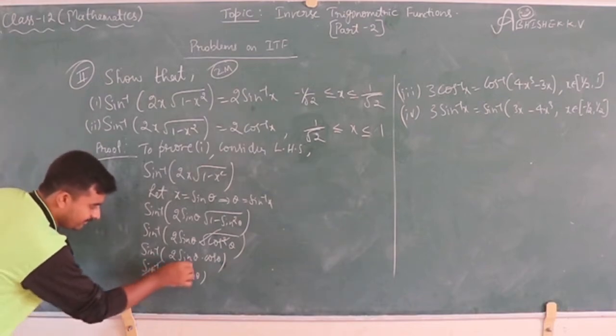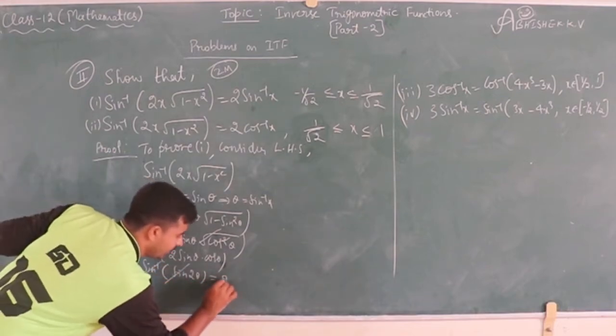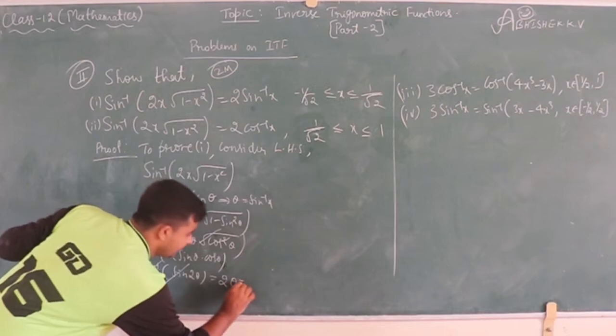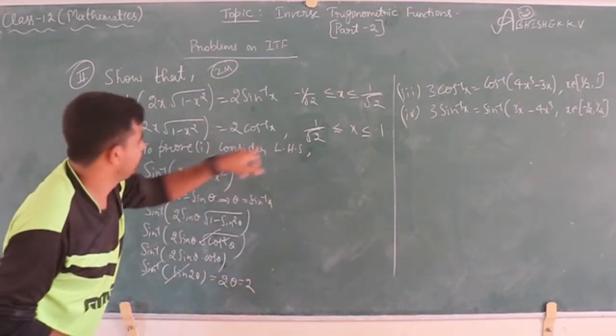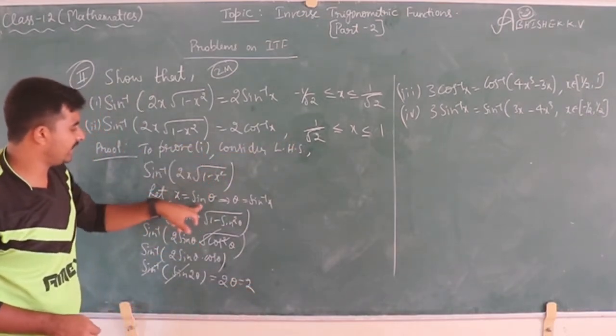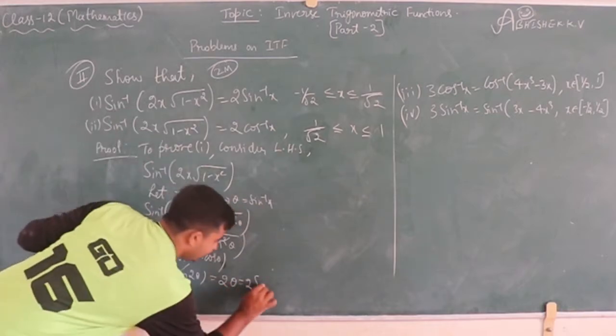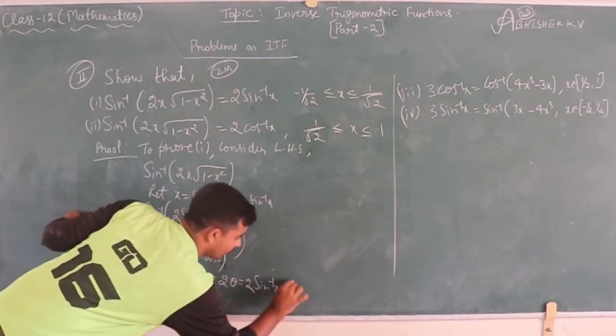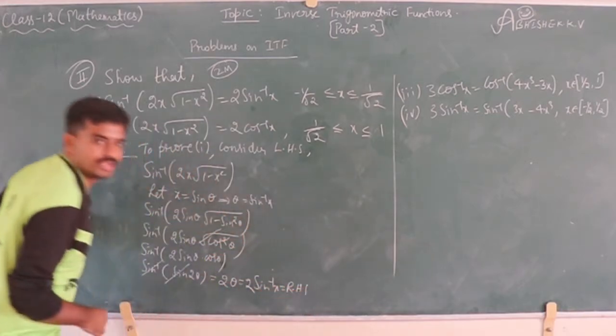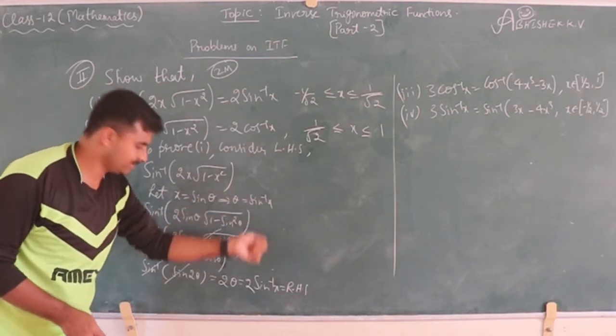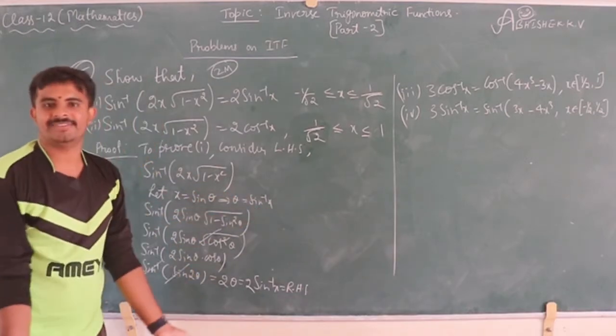See, sin inverse sin gets cancelled. We are remaining with 2 theta. What is theta? x is equal to sin theta, so theta is equal to sin inverse x. This is equal to the RHS. See, if I took cos inverse x, then it becomes 2 cos inverse x. That's all.